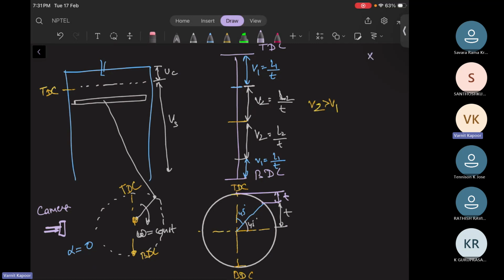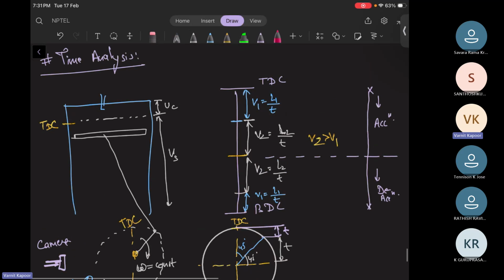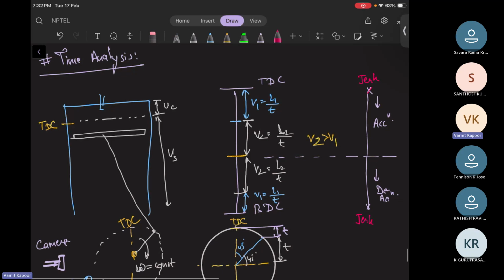On this side, where my velocity is becoming 0 but acceleration is there in the system, first the system was accelerating from this position to this position, and then it was decelerating. These are the points where velocity was 0 but acceleration was there. So these are the points where the system is experiencing jerks. These are my jerk points. And here the noises and vibrations are maximum.